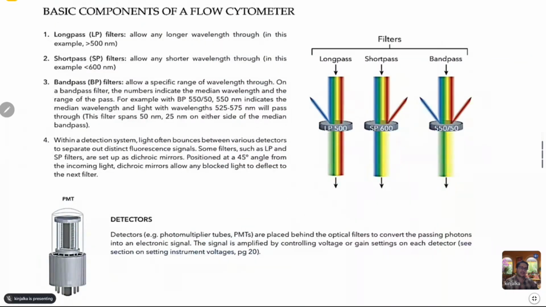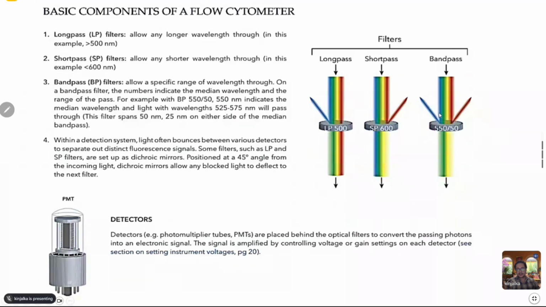Now, after that, it has scattered. If you remember the first diagram, there are different filters, and different filters are made to allow different wavelengths of light to pass. So you have long pass filters, which allow longer wavelengths of light, that is more than 500 nanometers, to go through. Short pass filters allow only wavelengths of less than 600 nanometers to pass.